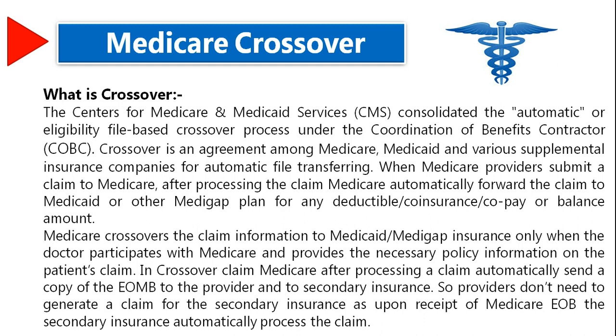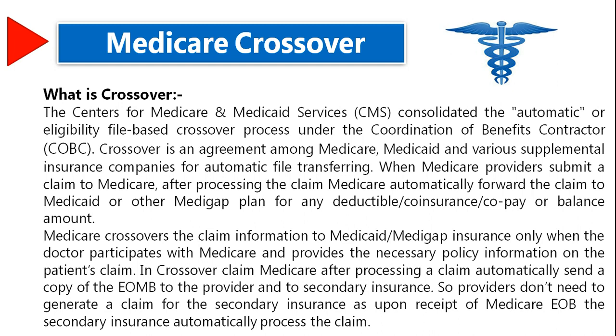The important factor is Medicare crossover the claim information to Medicaid, Medigap insurance only when your provider is participant with Medicare and provides the necessary information on the patient's claim, like Medicare HIC number, Medicare ID number. That must be accurate. In crossover claim, Medicare, after processing a claim, automatically sends a copy of EOMB to the provider and to secondary insurance company as well. What is EOMB? EOMB stands for Explanation of Medicare Benefits.